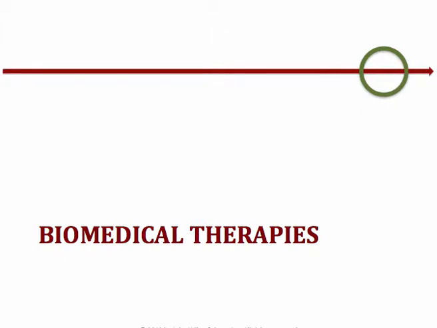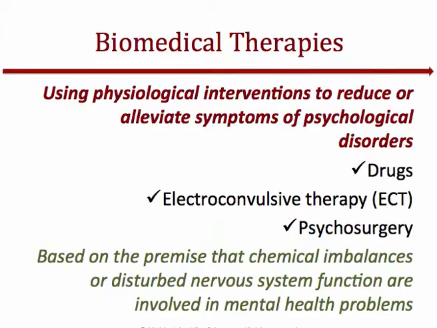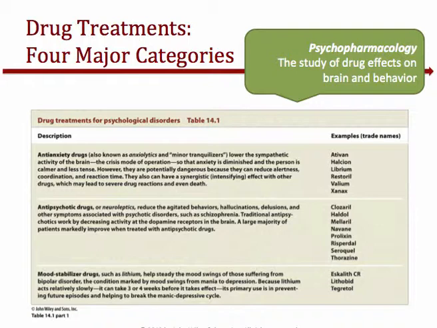Okay, so now we're going to talk about the biomedical therapies, which, as I said, are using physiological interventions to try to reduce or alleviate symptoms. These include drugs, ECT, electroconvulsive therapy, and psychosurgery, and they're based on the premise that chemical imbalances or some disruption in the nervous system is involved in mental health problems. So in terms of drug treatments, there are four major categories.